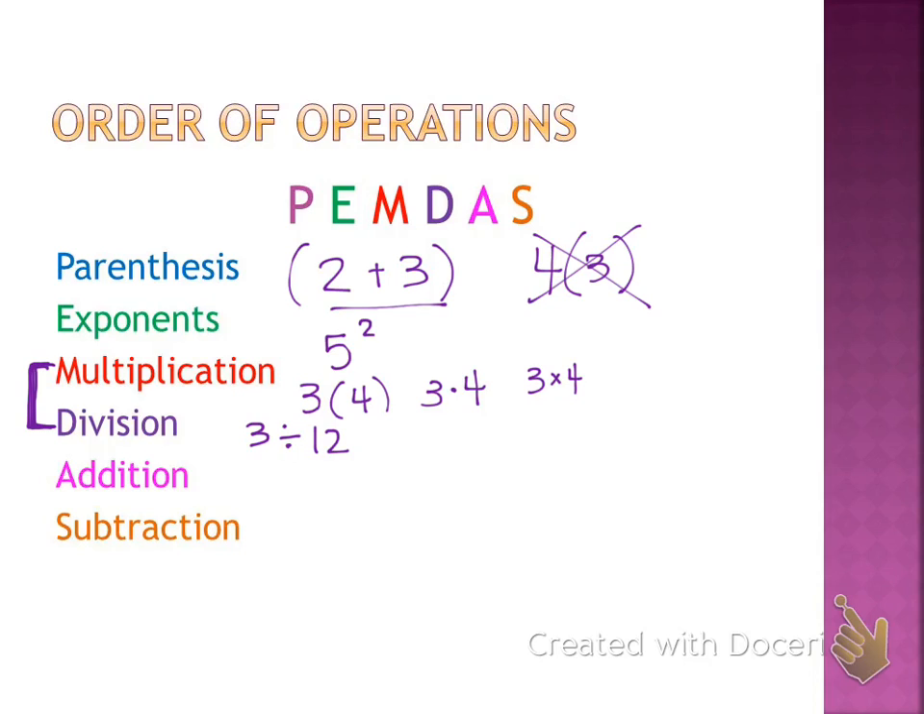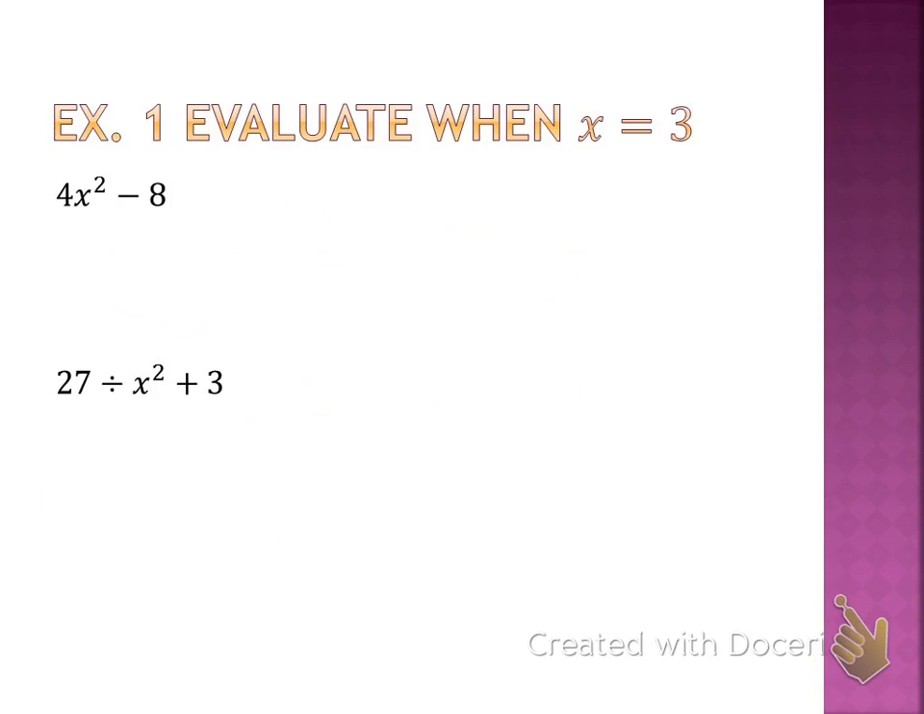Then we have addition and subtraction. Again, these are on the same level. We do them in the order in which we see them. So the left to right rule applies there. Now, multiplication and division is still done before addition and subtraction. It's just when you see both multiplication and division, you do them in left to right order. When you see addition and subtraction, you do them in left to right order. Okay, so we have parentheses, exponents, multiplication, division, and addition, subtraction. So let's put those into use.